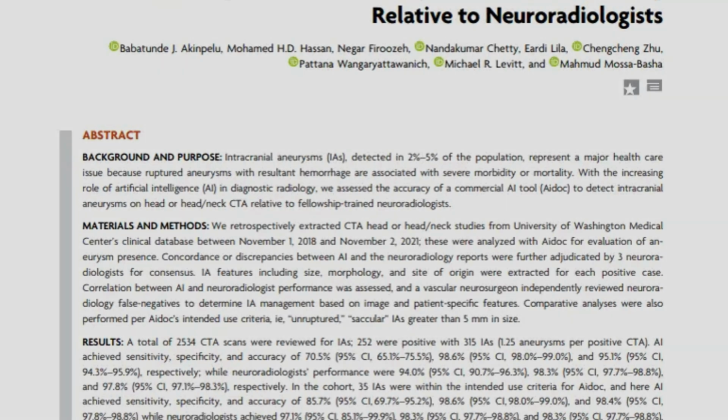Welcome back to the podcast of the American Journal of Neuroradiology. Today's topic is the use of an AI program that is commercially available to detect intracranial aneurysms.